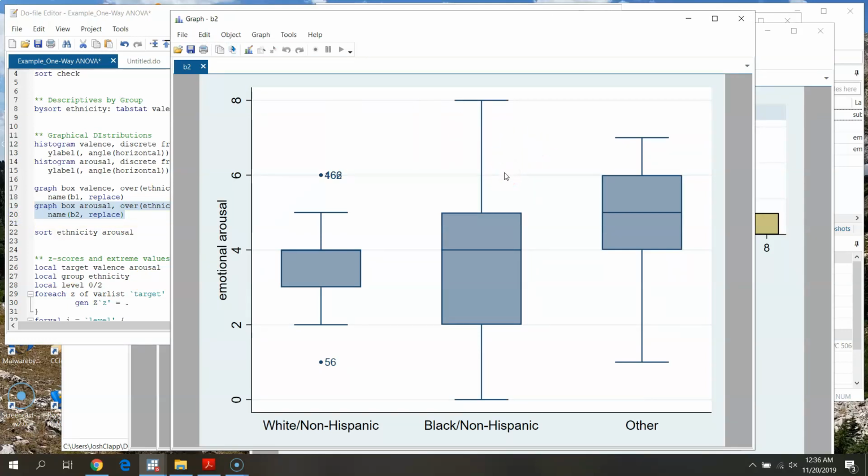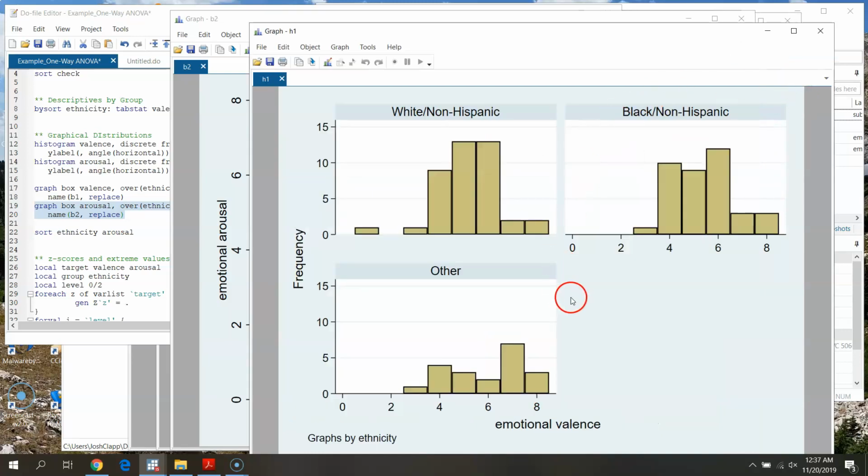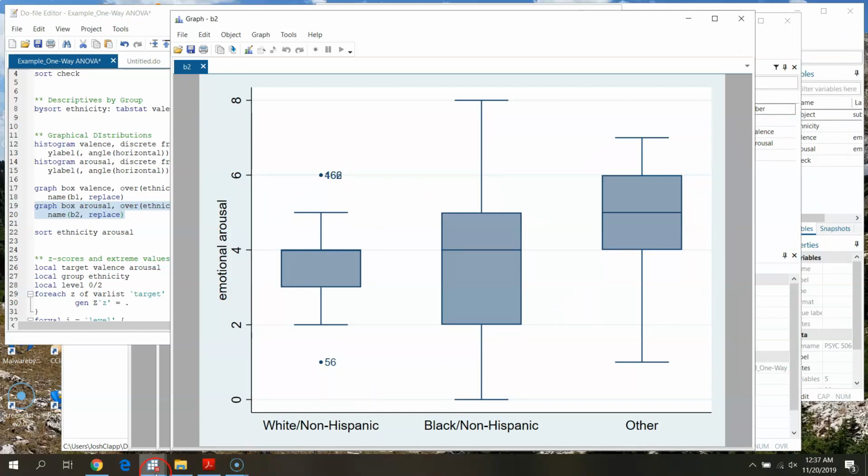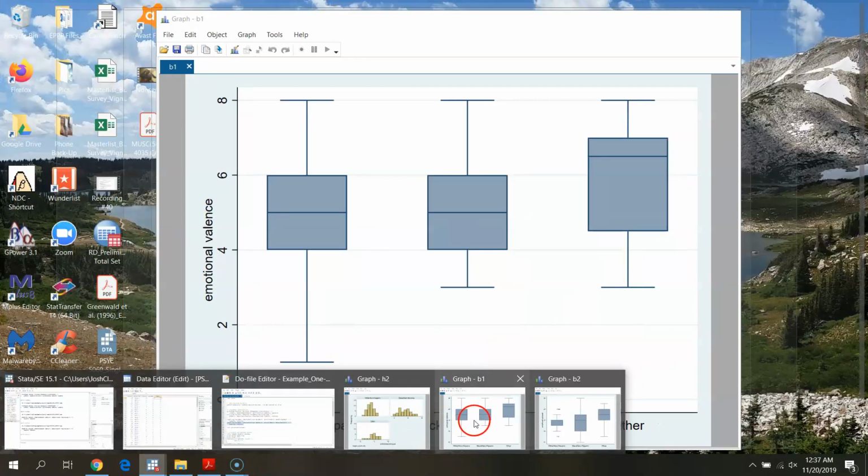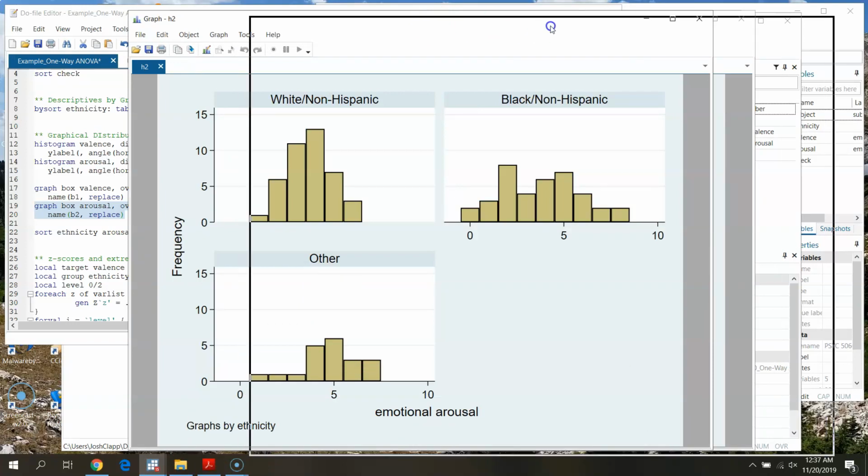Okay, so here for our white non-Hispanic group, we notice that variability in terms of emotional arousal for this group is quite a bit smaller than our other two groups. So we've got within this group much more consistency in terms of general ratings. And again, if we go back to valence, we'll get rid of valence for right now. If we take a look at arousal, yeah.